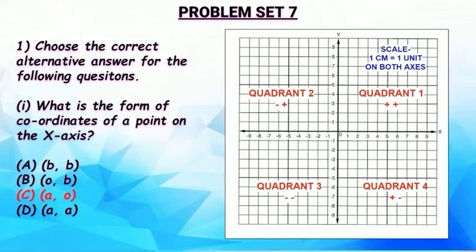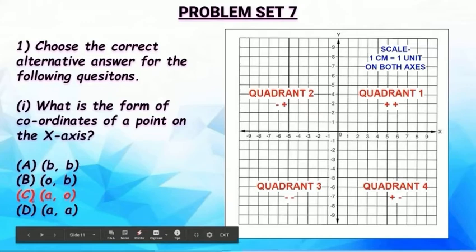Under this, the first question is, what is the form of coordinates of a point on the x-axis? So we just discussed that if a point lies on the x-axis, its y-coordinate will be 0. In this case, we have only option C here, wherein the y-coordinate is 0. So this point is considered to be a point on the x-axis.